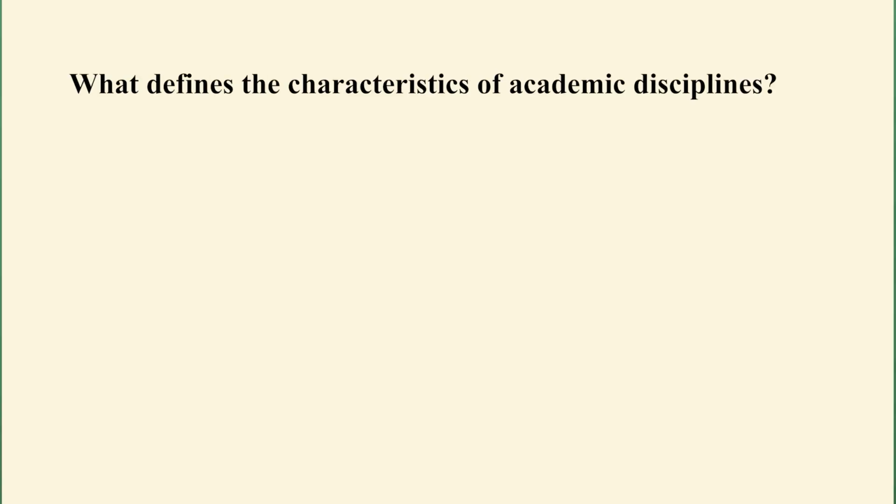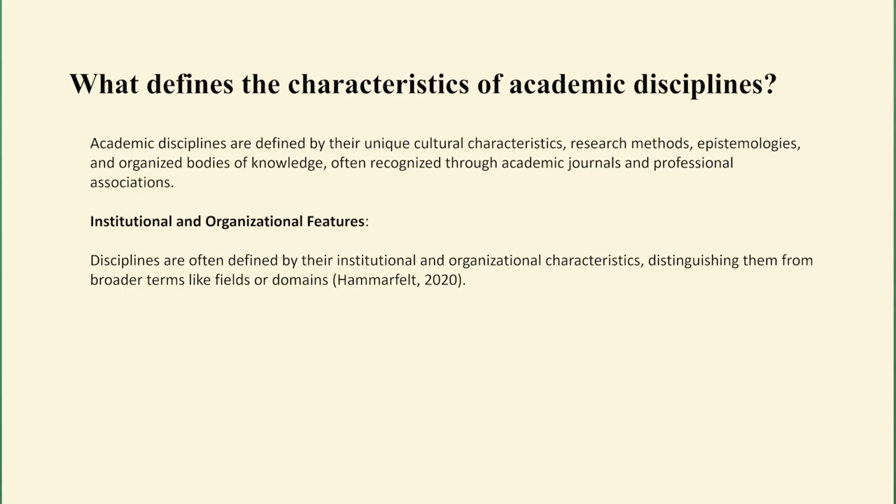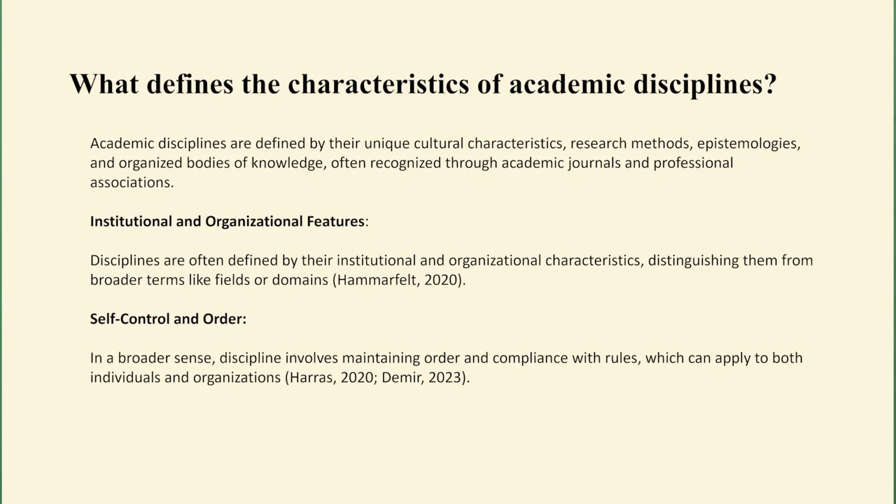Now we go to the next. What defines characteristics of academic disciplines? Academic disciplines are defined by their unique cultural characteristics, research methods, epistemologies, and organized bodies of knowledge, often recognized through academic journals and professional associations. Institutional and organizational features. So, disciplines are often defined by their institutional and organizational characteristics, distinguishing them from broader terms like fields or domains. Self-control and order. In a broader sense, discipline involves maintaining order and compliance with rules, which can apply to both individuals and organizations.